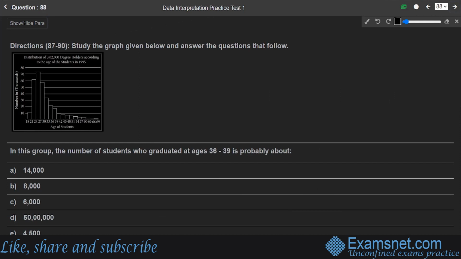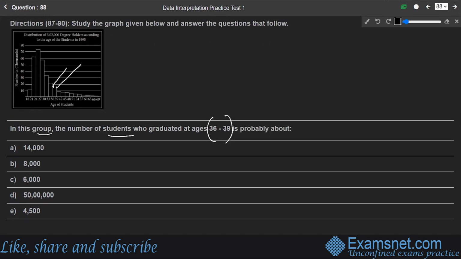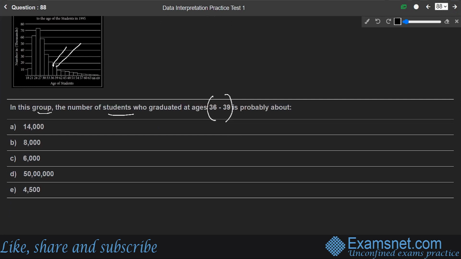Now for the same bar graph, the question says, the number of students who graduated at the age 36 to 39 is probably about what value? So we have to see 36 to 39. This is that bar, 36 to 39. Obviously, we are supposed to approximate the value only. If we see the value for 36 to 39, it is somewhere between 10 and 20, very close to 20. So the number should be somewhere between 10,000 and 20,000 only. Let us explore the options. The only number in the range of 10 to 20,000 is 14,000. So that's how it becomes the right answer.